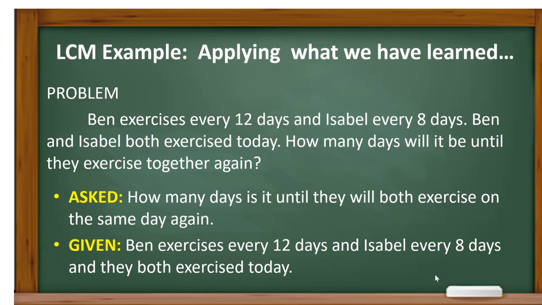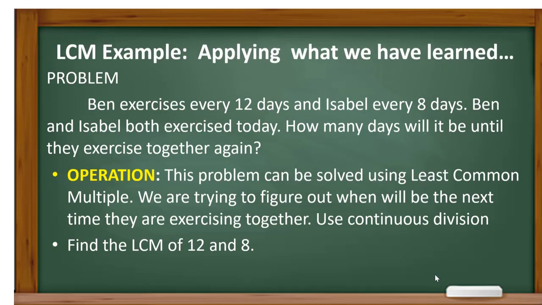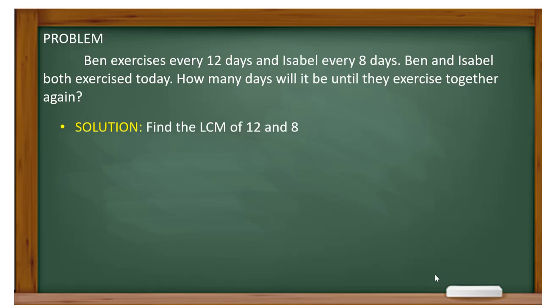And what are the given? Ben exercises every 12 days and Isabel every 8 days, and they both exercise today. For the operation to be used, this problem can be solved using least common multiple. So we are trying to figure out when will be the next time they are exercising together. Use continuous division. So the operation to be used is division. For the solution, let us find the LCM of 12 and 8.